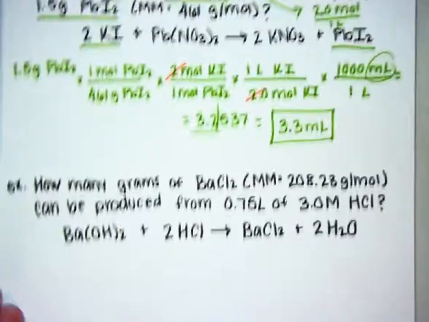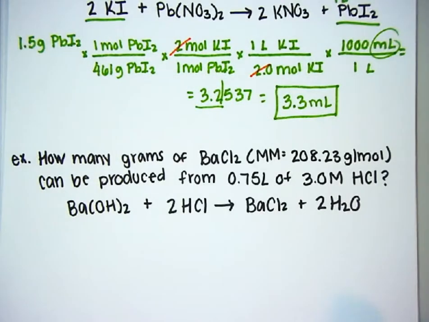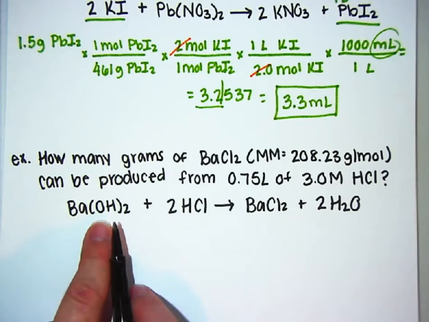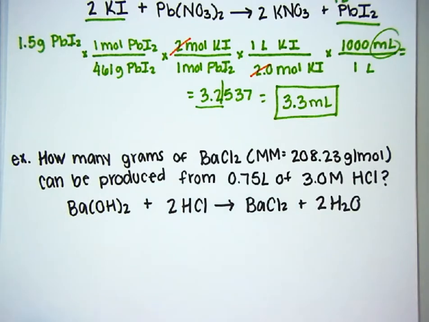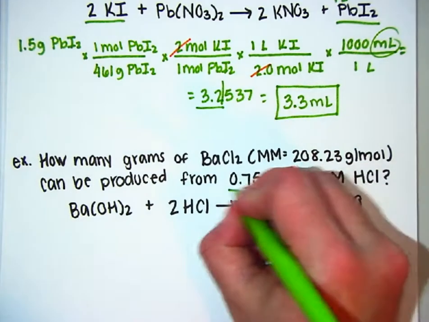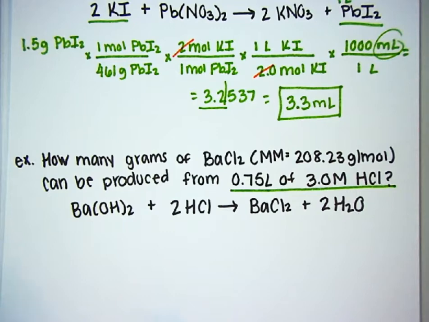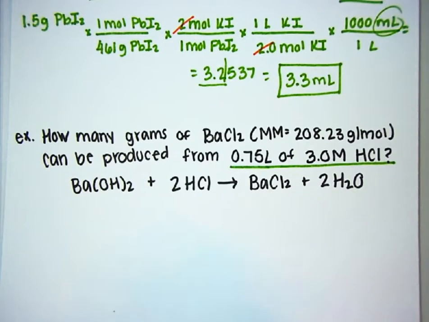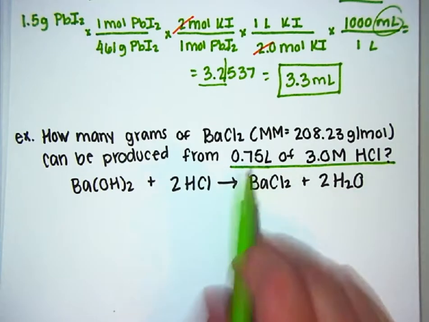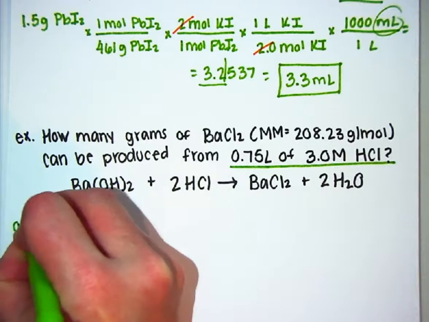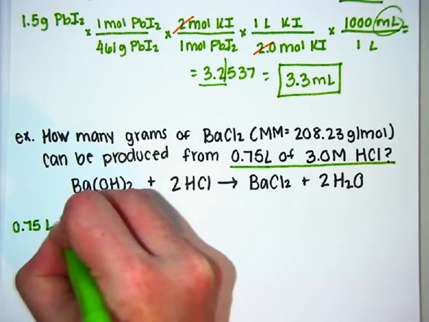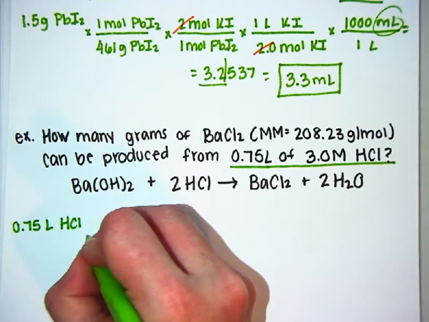So one thing that we haven't talked about with these problems is limiting reactants. So let's just assume that I have enough barium hydroxide for this reaction to occur. So again, I have 2 givens. I have 0.75 liters of 3 molar hydrochloric acid. Always start with volume or mass, never molarity. So I'm going to start with 0.75 liters of HCl.